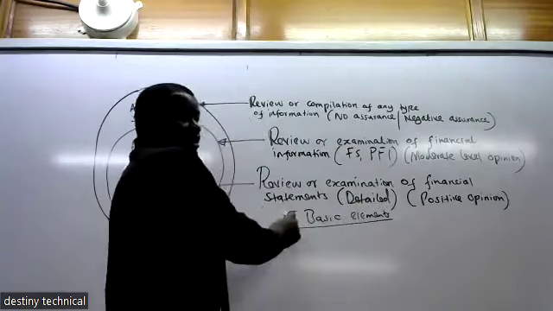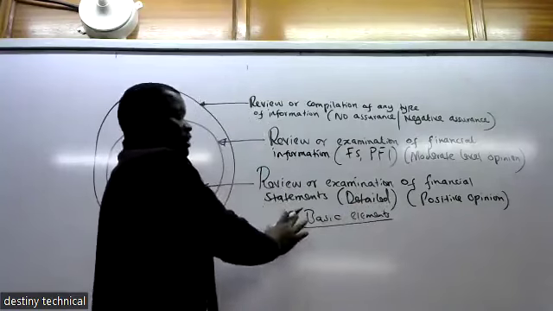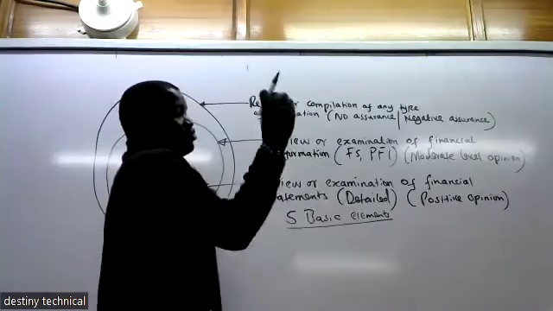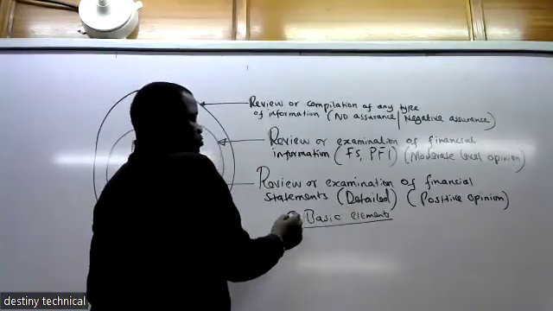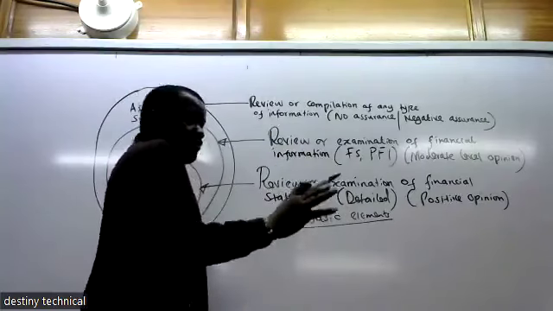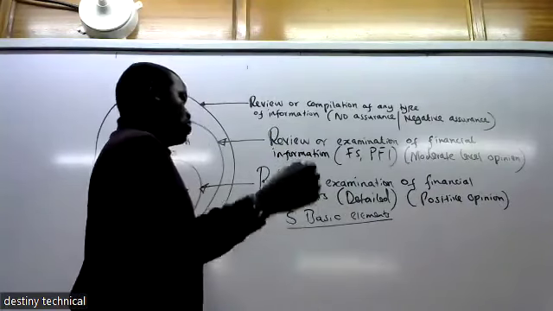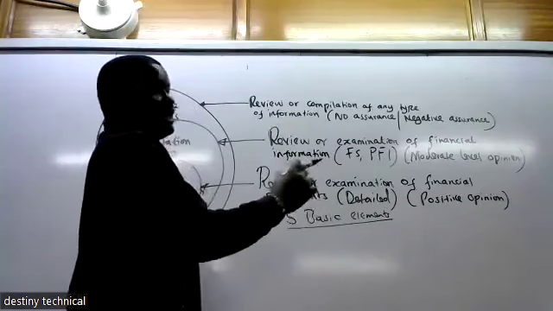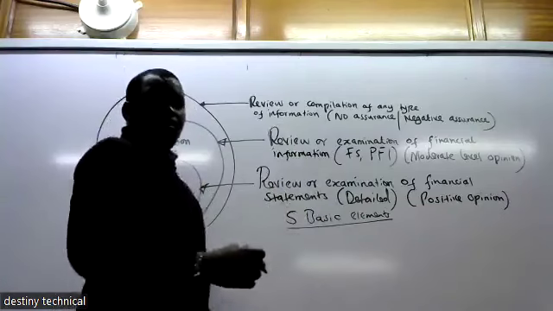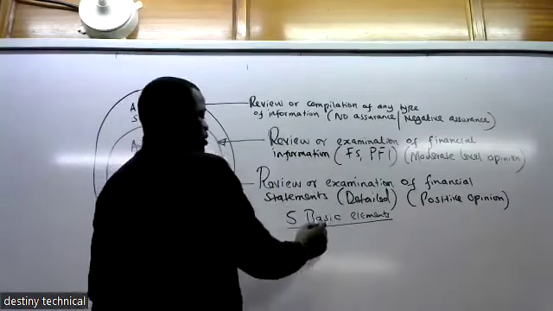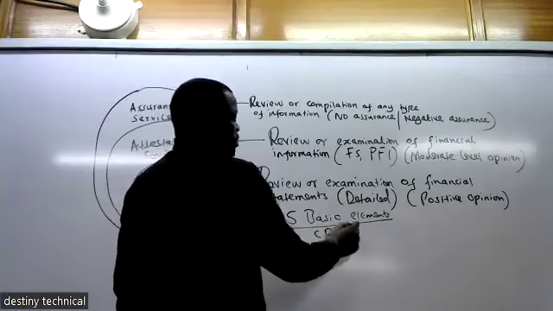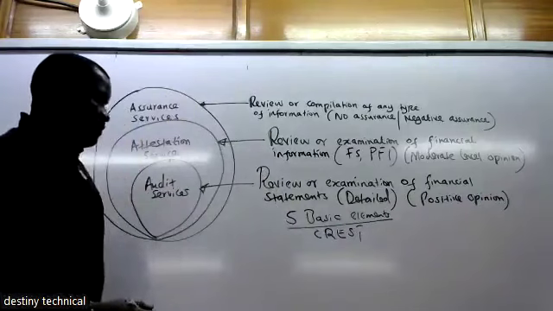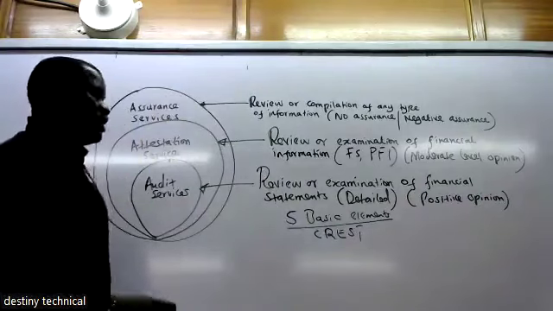Now, any engagement that lacks the 5 basic elements is deemed to be what? A non-assurance engagement. That's the difference between an assurance engagement and a non-assurance engagement. We use the mnemonic CREST to identify the 5 basic elements of an assurance engagement.